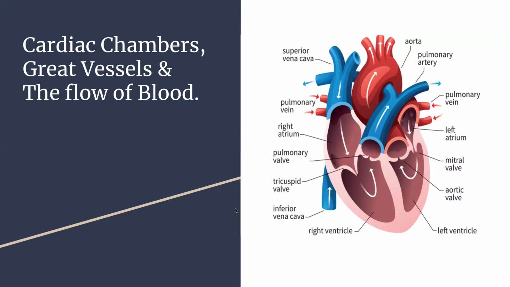So if we follow the blood flow through the heart, blood enters through the superior vena cava and comes into the right atrium. When the right atrium contracts, the blood comes through the tricuspid valve and into the right ventricle. From the right ventricle, when the ventricles contract, it goes through the pulmonary artery and up to the lungs, where it's oxygenated. Then it returns through the pulmonary veins, and that comes into the left atrium.